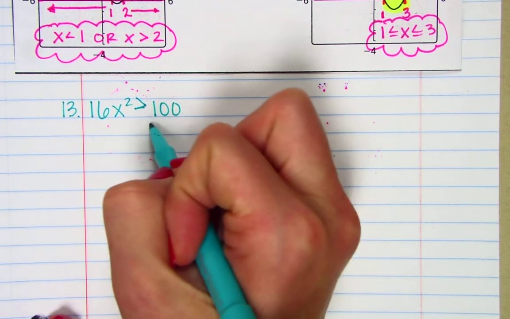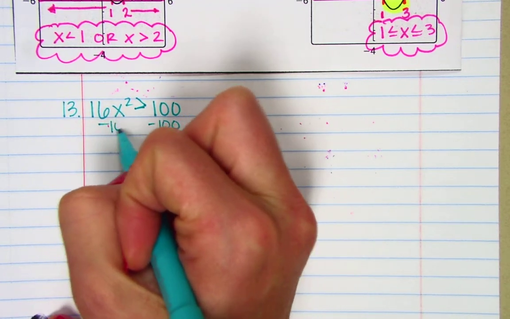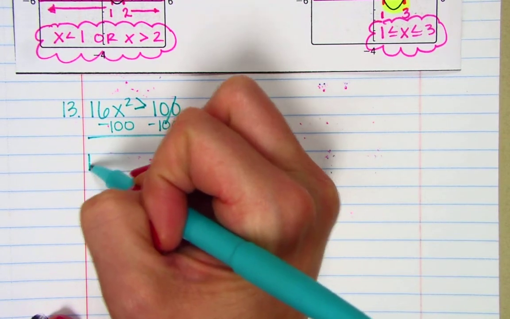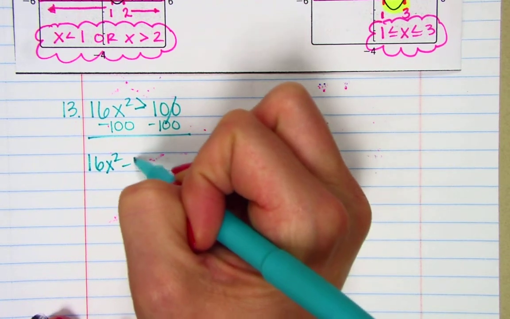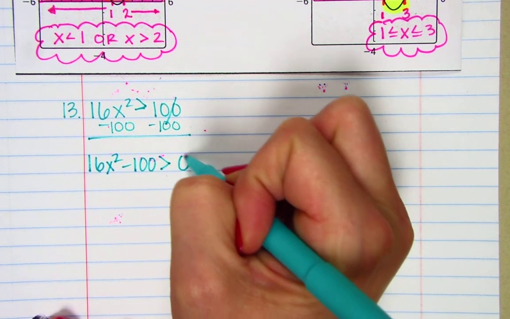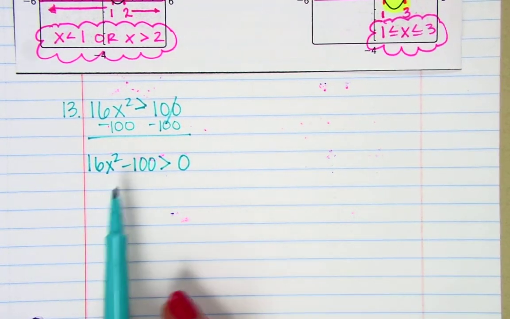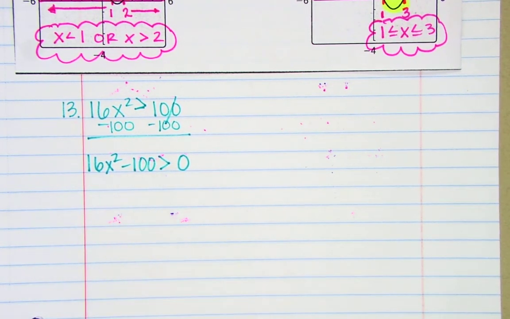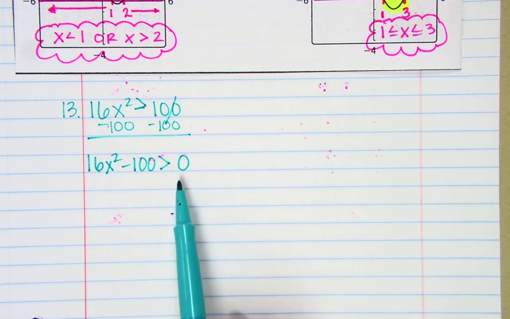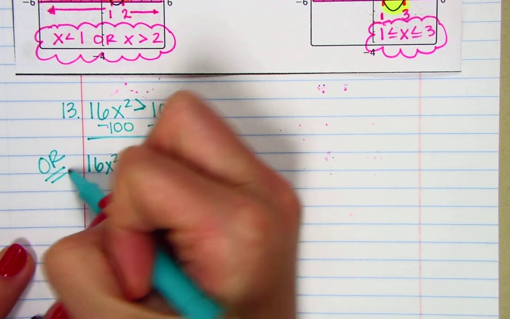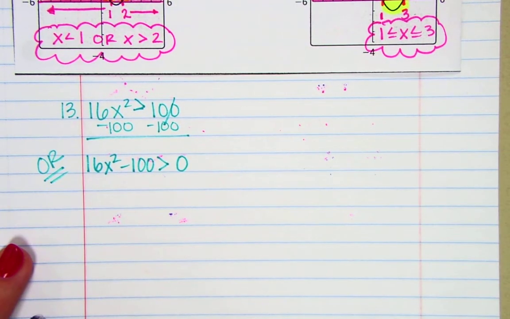So I'm going to subtract 100 from both sides because we're going to use the zeros, the x-intercepts, to solve our equation. So we're basically wondering, where is this graph above 0, greater than 0? So will this be an and or an or problem? Or, right? It's an or problem. Okay, it's going to be similar to number 11.